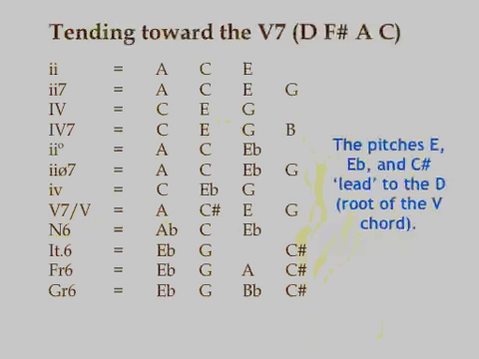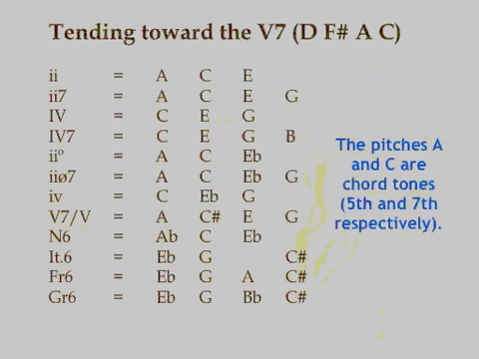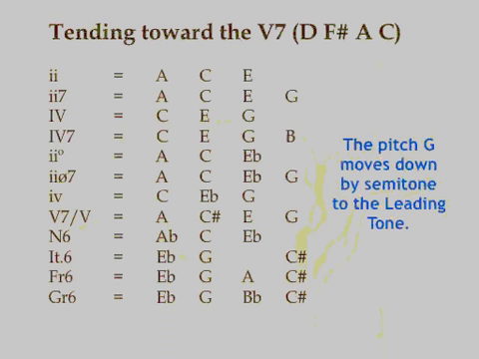So in the key of G, the dominant chord would be D, F sharp, A, and C. If we look at these pitches, we can see that the E and the E flat and the C sharp all will have a tendency to lead to the D, which is the root, of course, of the dominant chord here. The A and the C are actually chord tones, so they can be simply held over or maintained across a chord change. And then the pitch G, of course, will want to move down to the third of the dominant chord, the leading tone.